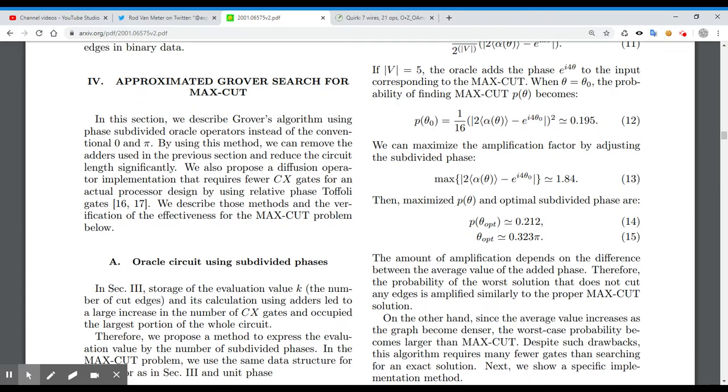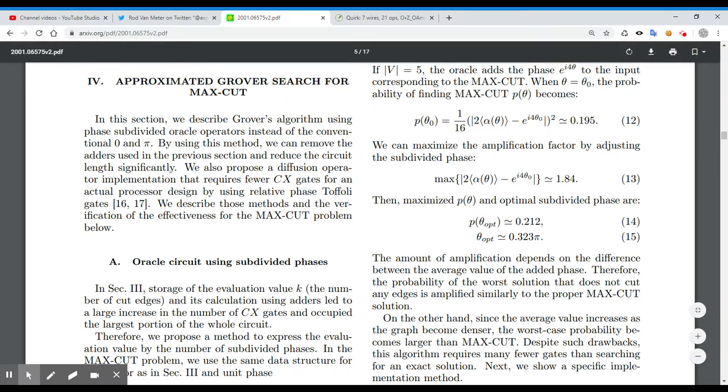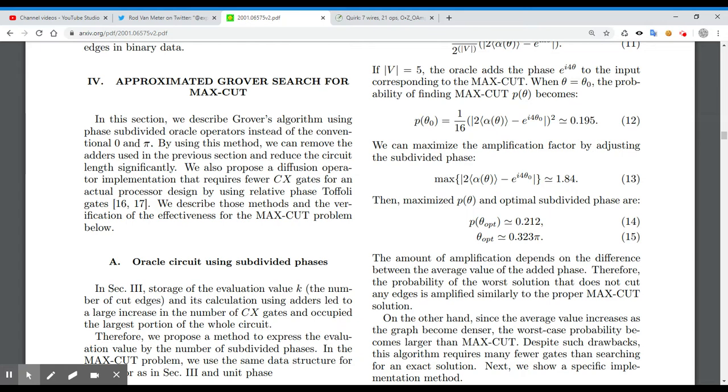In this section, we describe Grover's algorithm using phase subdivided Oracle operators instead of the conventional 0 and pi. Okay, let's process that for a second. So using phase subdivided Oracle operations instead of the conventional 0 and pi. I guess what this means is instead of just rotating 180 degrees, which is pi, to flag, it's some sort of divided way of doing that, maybe to reduce the errors. I don't know. By using this method, we can remove the others.